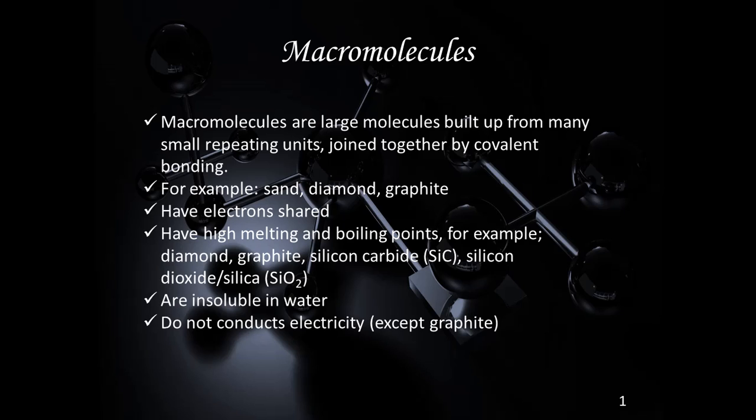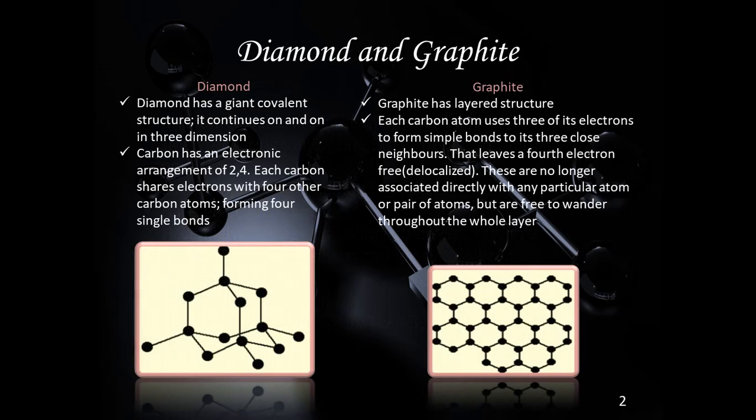They have electrons shared, and have high melting and boiling points, for example diamond, graphite, silicon carbide, silicon dioxide, etc. They are insoluble in water and do not conduct electricity except graphite. So graphite is a conductor of electricity. Why? Because it has delocalized electrons.